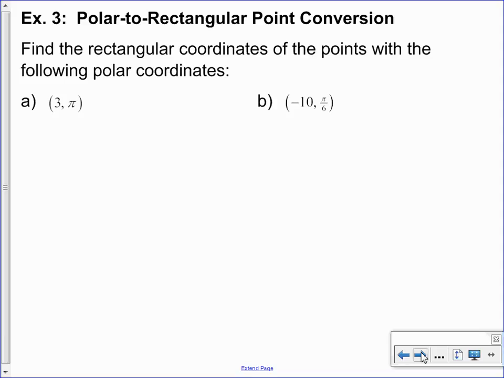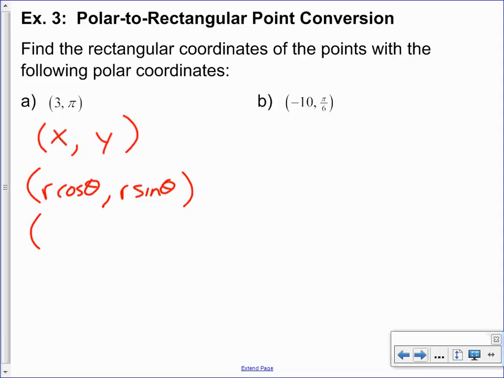Find the rectangular coordinates for the points with the following coordinates. First of all, we know that rectangular goes x, y, right? Therefore, it's r cosine theta, comma, r sine theta.